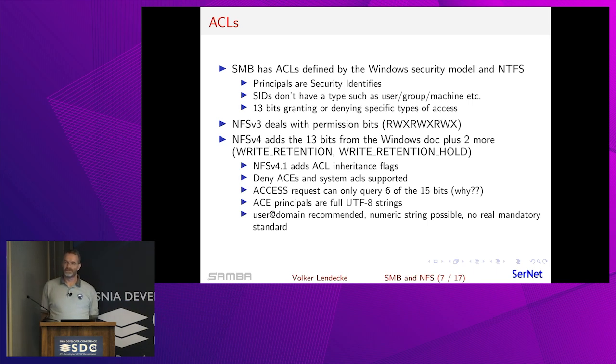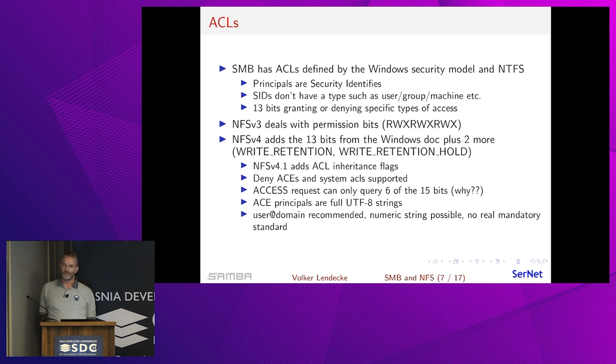ACLs. Difficult topic. So what is SMB ACLs? It's essentially defined by the Windows security model. It's all defined in a document called MS-DTYP. And the principals that you can assign rights or permissions to are security identifiers. Essentially, in practice, 128-bit UIDs and GIDs. In reality, they are a lot more flexible, but typical deployments just have it as 128-bit UIDs, GIDs.